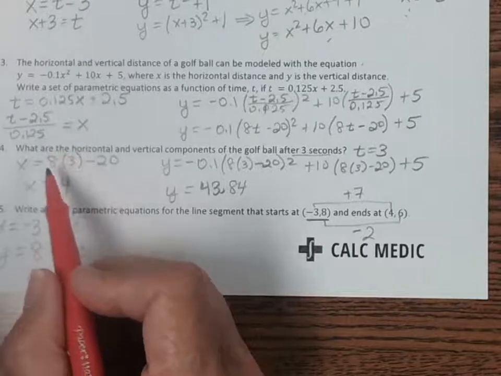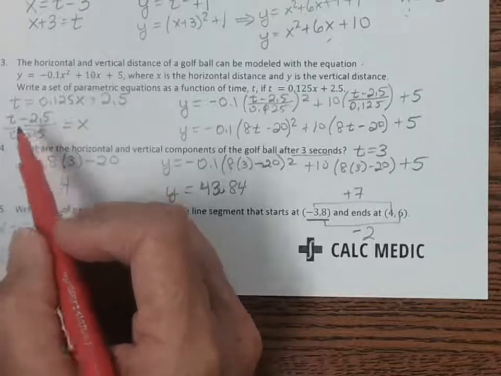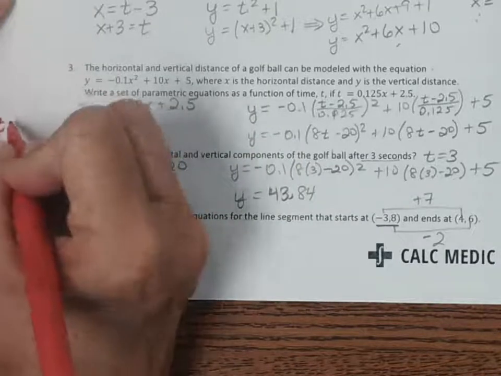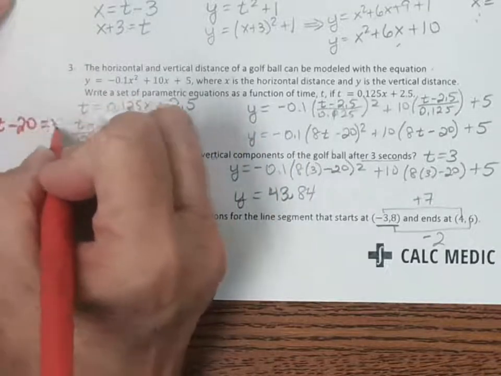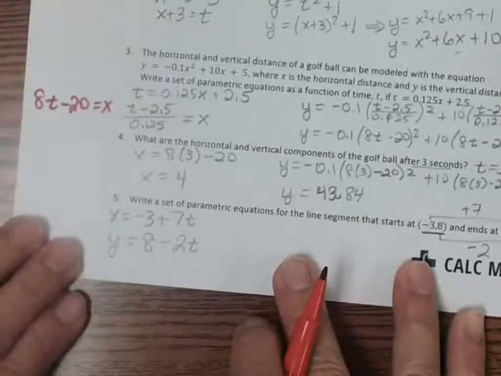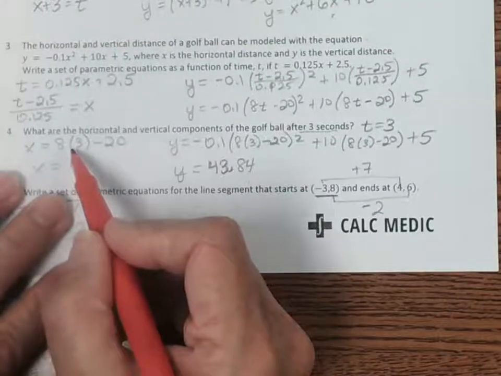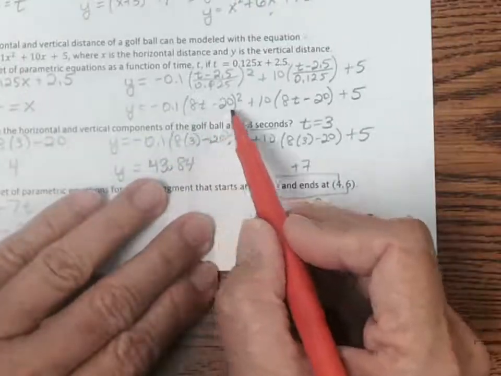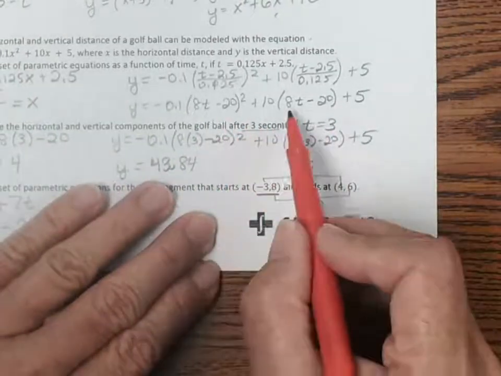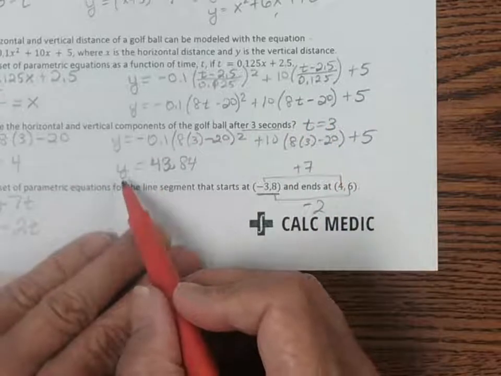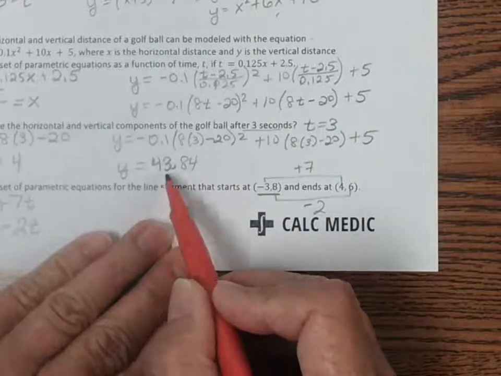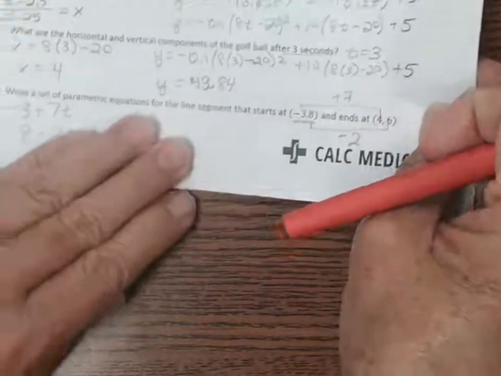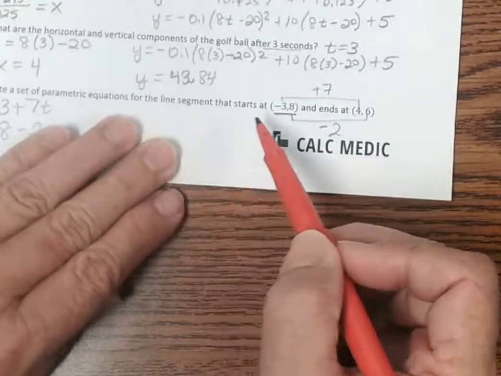So x is equal to 8. Oh, so I didn't rewrite it over here. Let's just quickly do that. So we have 8t minus 20 equals x. So I didn't simplify it. So there we have 8 times 3 minus 20 gives us 4. Likewise, in this equation, I'm putting in a 3 for time, and I get that the y position, how high it is, is 43.84 feet.